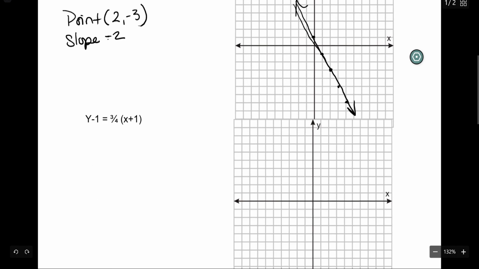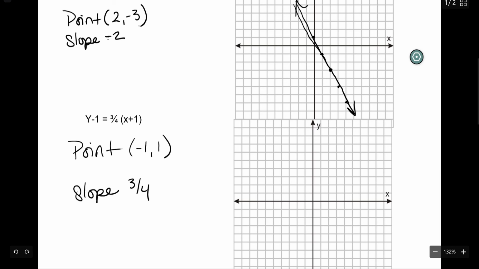Okay, on the next one, just type in the box what your point is and what your slope is. Okay, we know our point is negative 1, 1, and our slope is 3/4. So negative 1, 1, and 3/4: up 1, 2, 3 and 1, 2, 3, 4 to the right, or down 1, 2, 3 and 4 to the left.